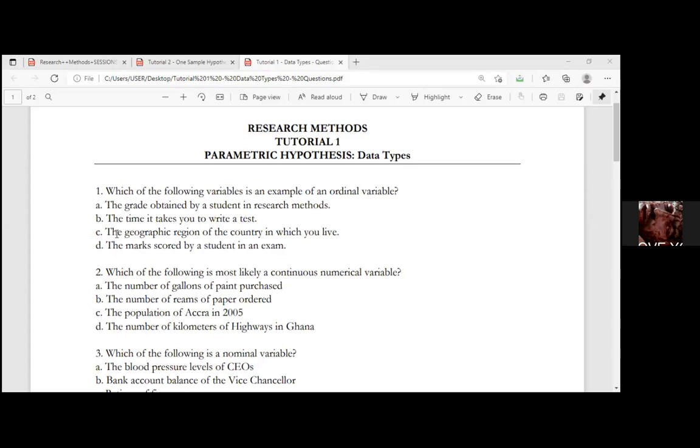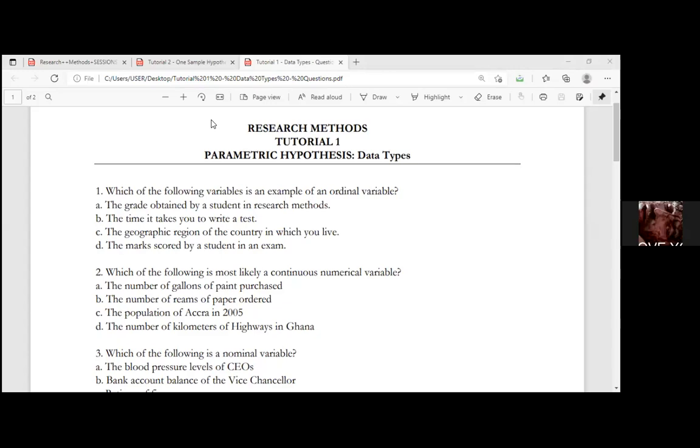Okay, B, the time it takes to write a test. Benjamin, say categorical. And the level of measurement? Nominal. The time. If I'm talking of time, ordinal.